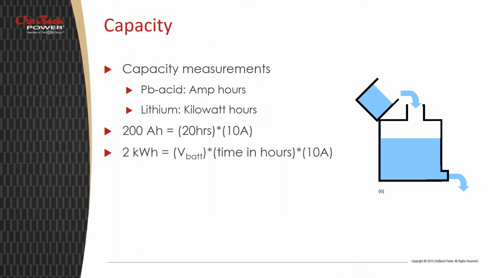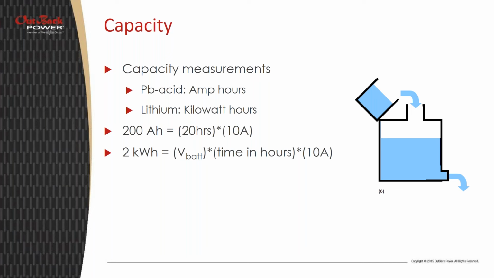Capacity. Capacity is also a little bit of a complicated term when it comes to the world of batteries. For lead acid batteries, we measure them in amp hours. So that's similar to a watt hour, but you're not taking into account the voltage of the battery. For lithium batteries, they're generally measured in kilowatt hours.